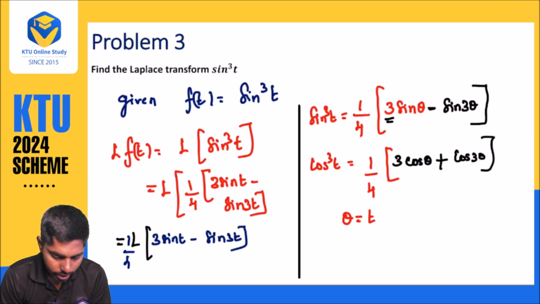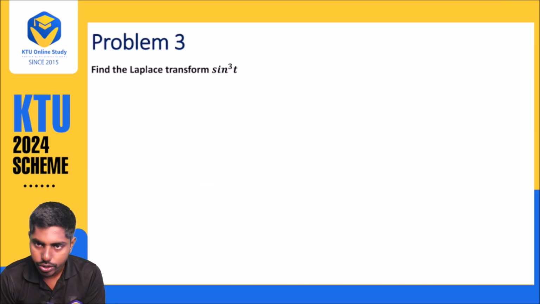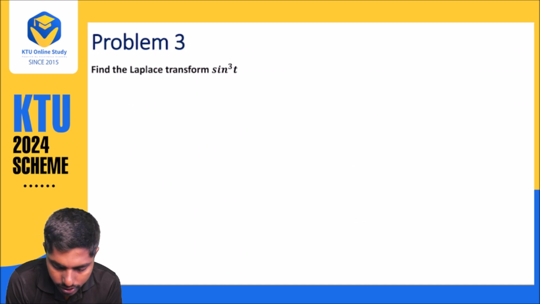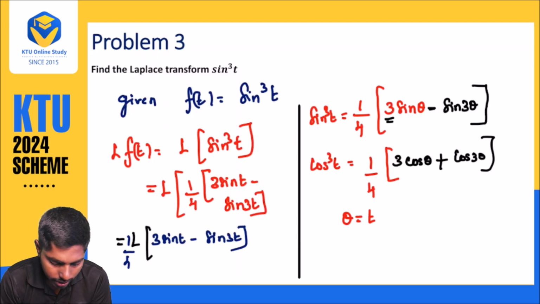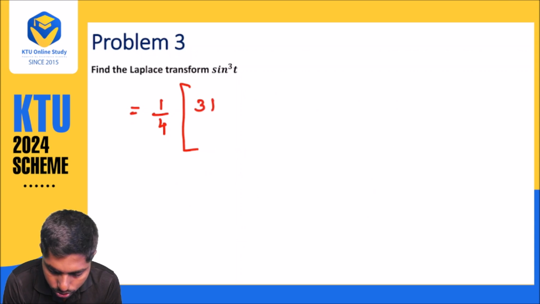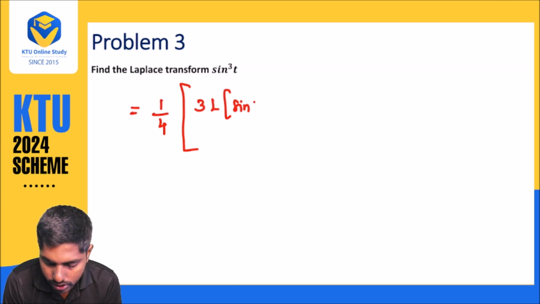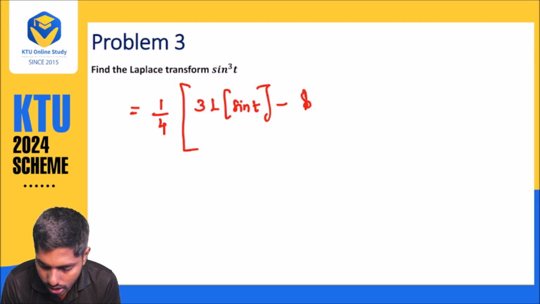So how to rearrange it? Now we want to write according to the linear property. 1 by 4 is common. Linear property means taking the constant term, the 3, outside. So it will become 3 into L of sin t minus L of sin 3t.